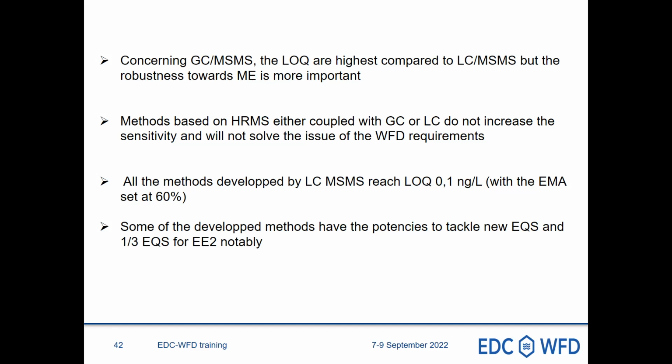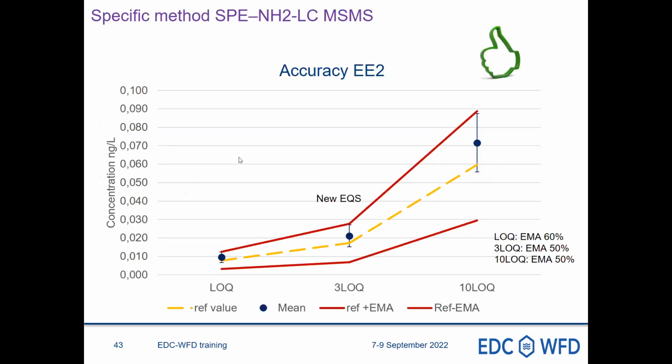Methods based on HRMS, either coupled to GC or LC, do not increase the sensitivity and will not solve the issue of the WFD requirements. All the methods developed by LC-MSMS reach LOQs close to, or at least at, 0.9 nanogram per liter with a maximum EMR set at 60%. Some of the developed methods have the potential to tackle the new EQS, and one third of the new EQS for 17 alpha-ethinylestradiol, which is, as you all know, the most critical parameter. And now I will show you some pictures of our achievements.